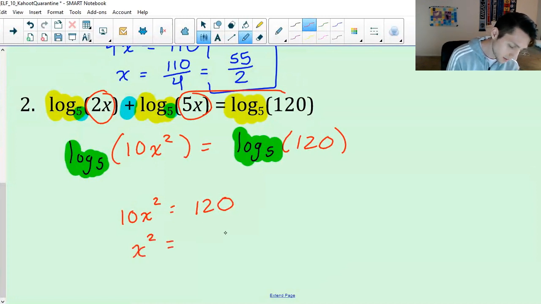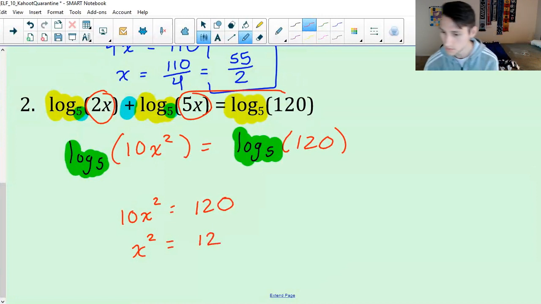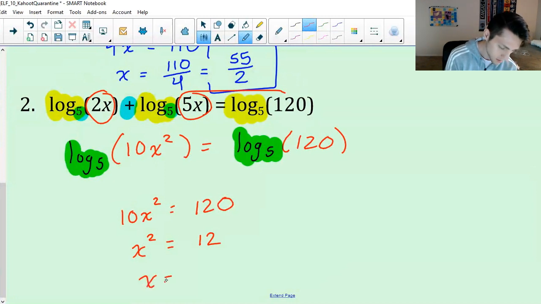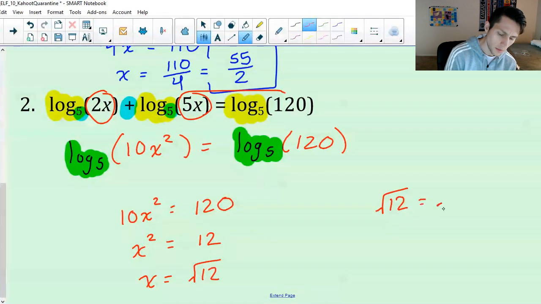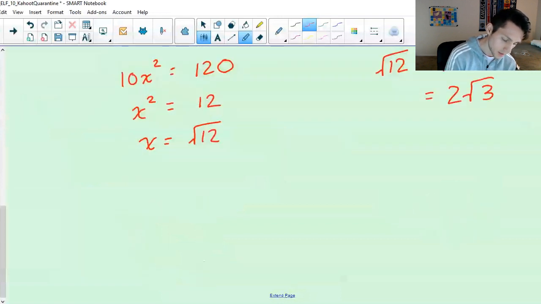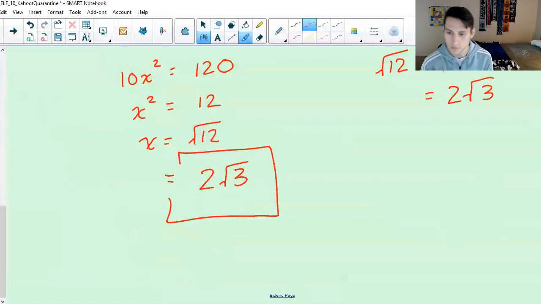120 divided by 10 is 12. Take the square root of both sides. X equals square root of 12. So off to the side here, we can think about square root of 12 as square root of 4 times square root of 3. So that's 2 root 3. So always simplify radicals if you can.